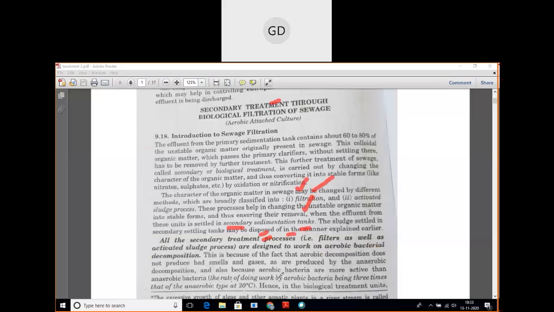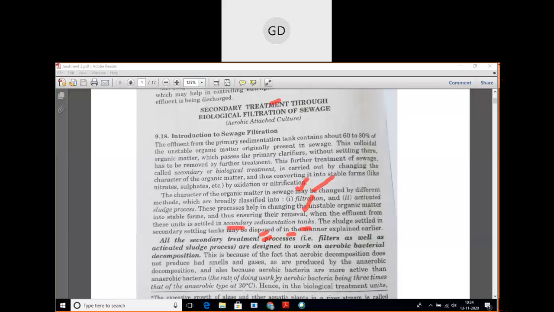So this is because aerobic decomposition does not produce bad smell. Only anaerobic decomposition produces bad smells and foul gases. Aerobic decomposition doesn't produce any bad smells and gases; those are produced by anaerobic decomposition. Also, aerobic bacteria are more active than anaerobic bacteria, and everyone is interested only in the active ones, isn't it? So that's why only the aerobic bacteria are used.